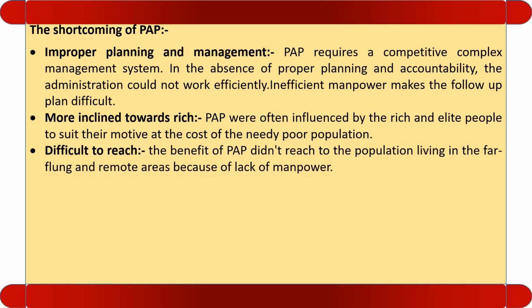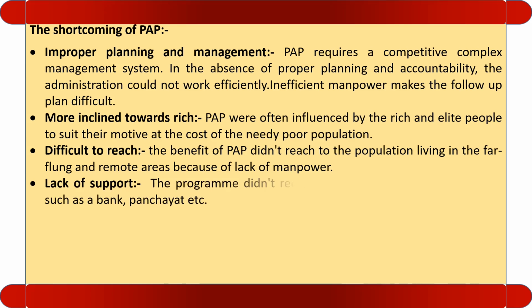Next is difficult to reach. The benefit of poverty alleviation programs did not reach the population living in the far-flung and remote areas. Why? Because of lack of manpower. Next is lack of support. The program did not receive full support from institutions such as banks, panchayats, etc.